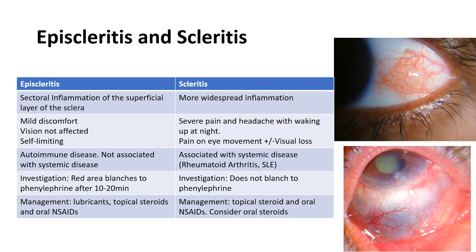Scleritis affects a bigger region, and there will be severe pain, headache, and pain on eye movement. Vision can be affected. It is associated with systemic diseases such as rheumatoid arthritis and lupus. Management is with topical steroids and non-steroidal anti-inflammatories. The use of oral steroids again can be considered in more severe cases.